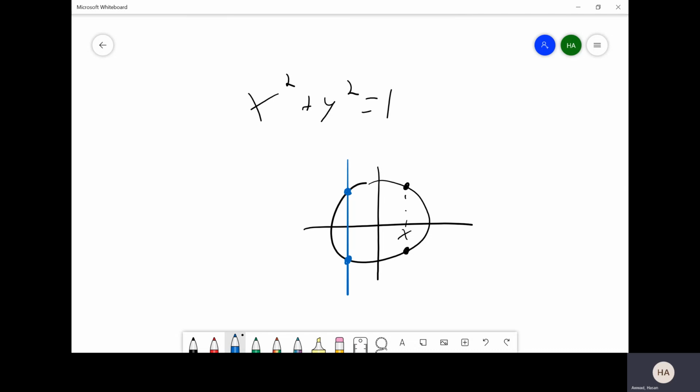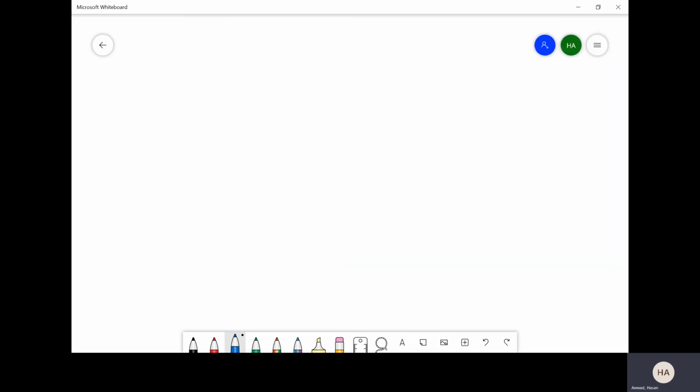So we look at a circle, we see that we can draw a vertical line through a circle and it hits twice. The vertical line hits the circle twice. So as a result, this is not a function, okay? So let's look at another fairly easier example.